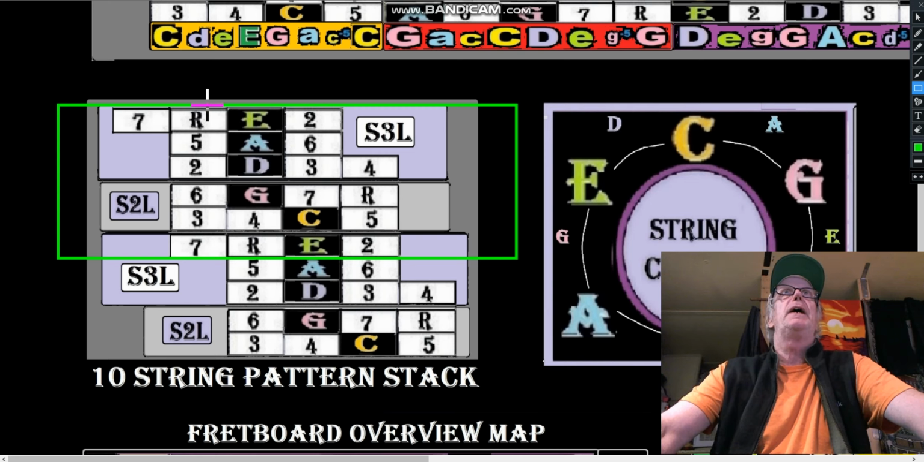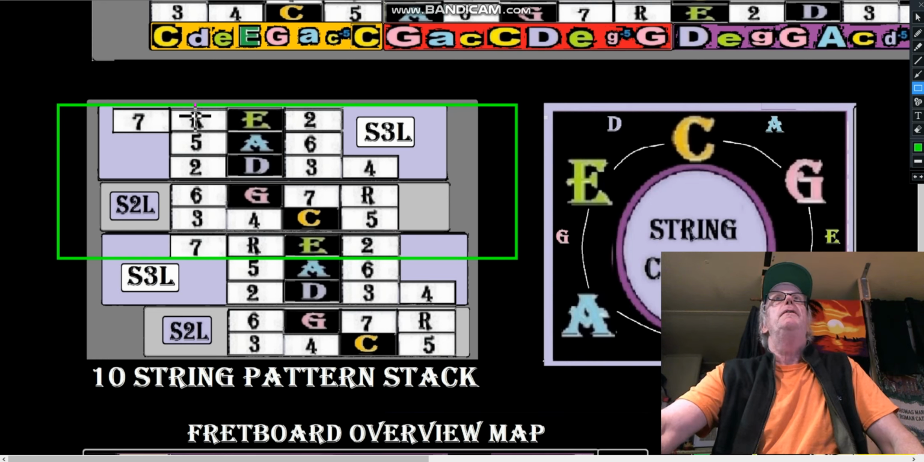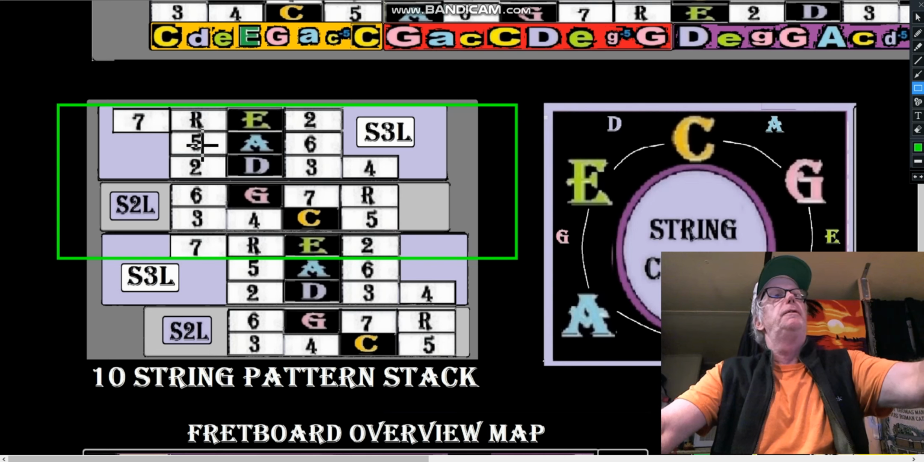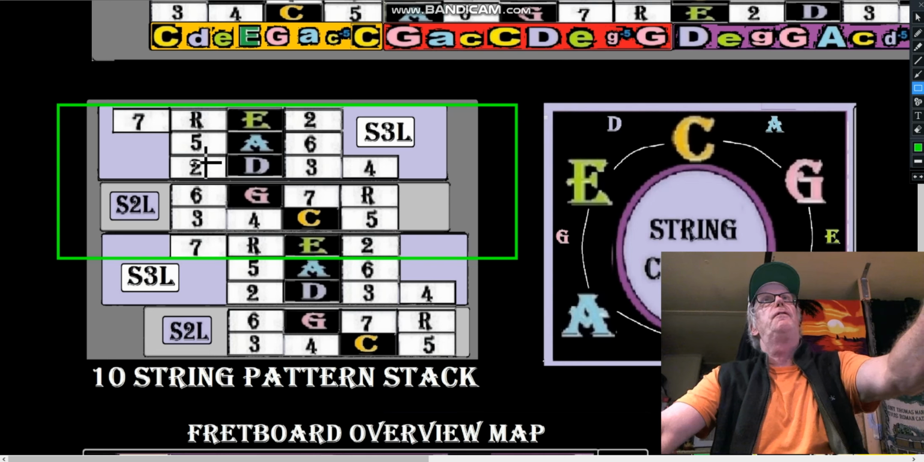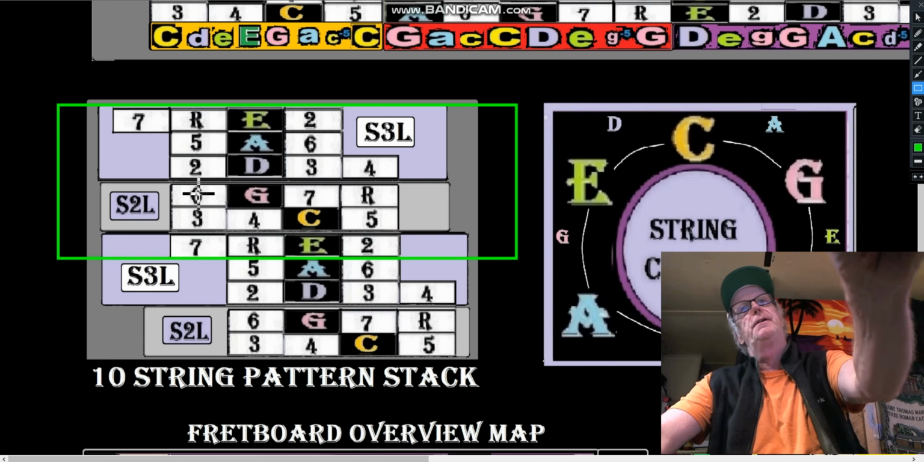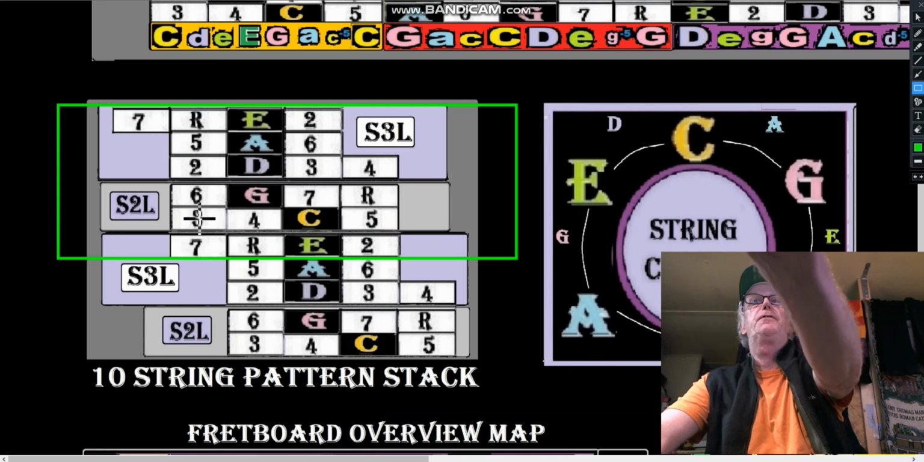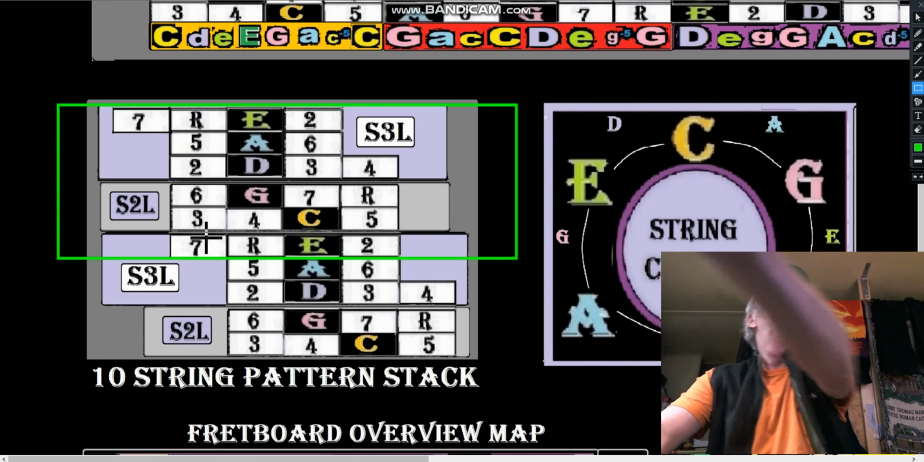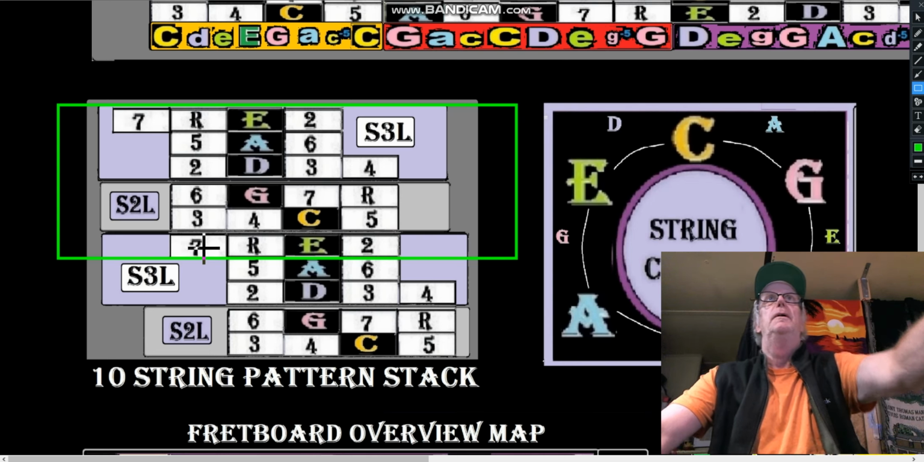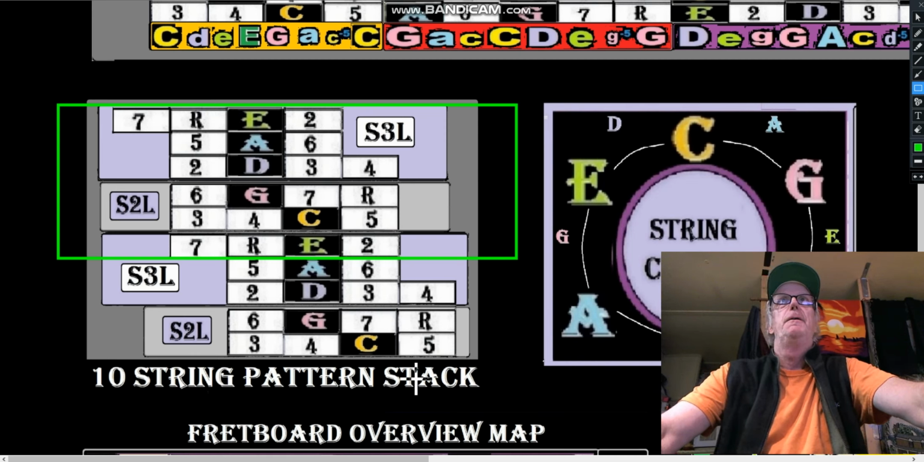Now going down, we go down in fifths. So the 5th of the root is 5. From the 5, a fifth from the 5th is the 2nd. A 5th from the 2nd is the 6th. A 5th from the 6th is the 3rd. And a 5th from the 3rd is the 7th again. You know? So you go down in fifths, up in fourths, in a pattern stack that is done in all P4 tuning.